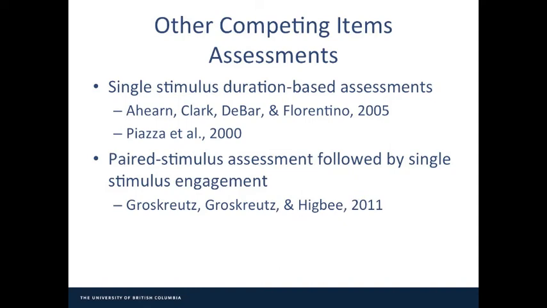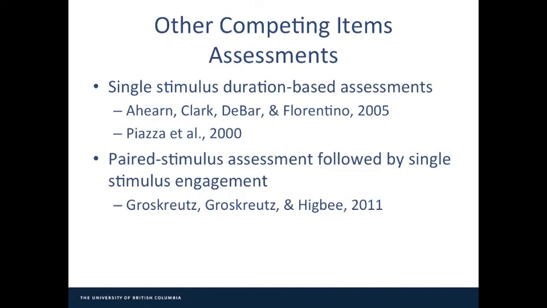So as I mentioned, there are other ways to carry out competing items assessment. A number of different studies have used single stimulus duration-based assessments to evaluate stereotypy, to find competing items. And what that involves is rather than presenting a number of items all at the same time, you simply present one item for, let's say, 5 minutes, observe engagement in stereotypy and manipulation of the object, and then you present the next item for 5 minutes and observe there. And then you compile the data across objects, and that gives you a similar type of hierarchy. So there are some references there. They're also in the reference list if you're interested in taking a look at those.